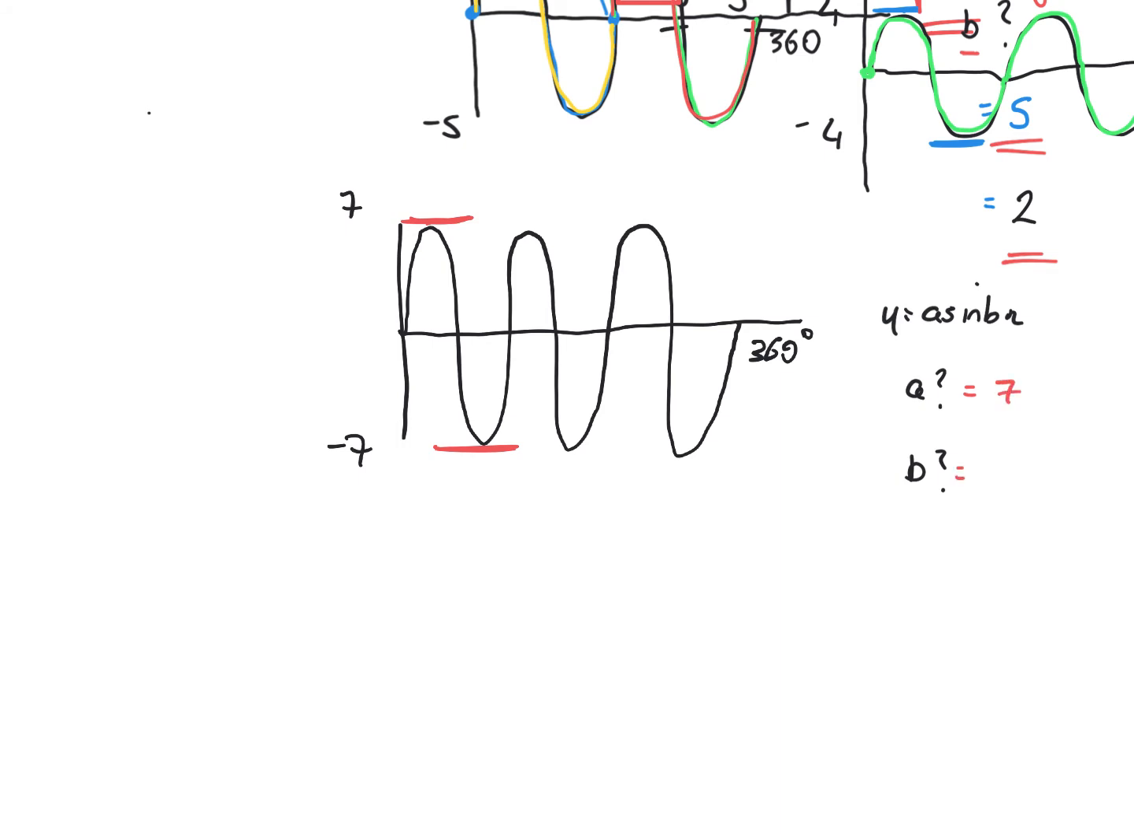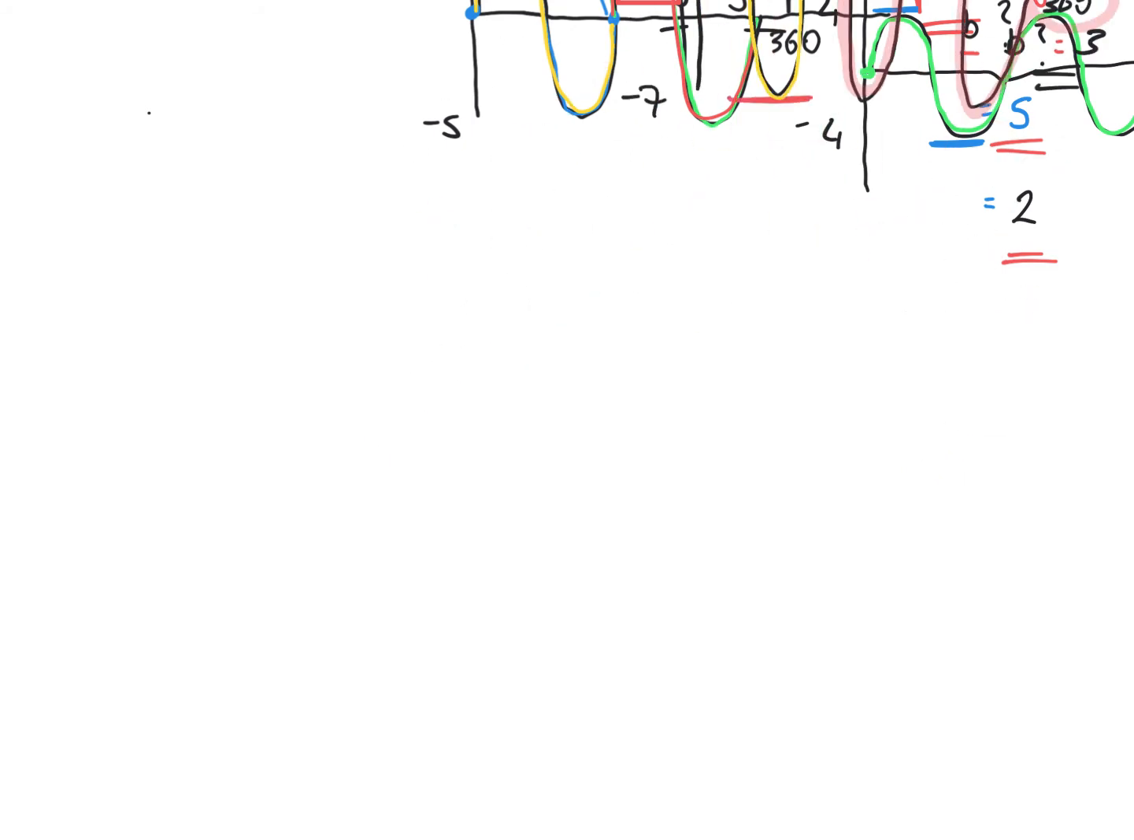b is the number of complete cycles in 360 degrees. So there is one complete cycle. How do I know? Because it's starting to repeat itself again. There's a second complete cycle, and there's a third complete cycle in 360 degrees. So b then is equal to 3. Let's try another example.